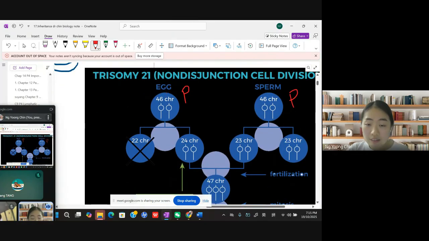So after that, the egg cell, right, they need to undergo what? Meiosis, right? They need to undergo meiosis, which is this process. Okay, meiosis. Same for the sperm cell, they also need to undergo meiosis.